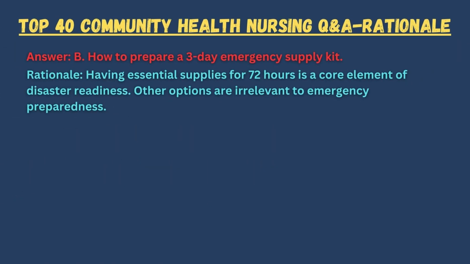Answer. B. How to prepare a 3-day emergency supply kit. Rationale. Having essential supplies for 72 hours is a core element of disaster readiness. Other options are irrelevant to emergency preparedness.